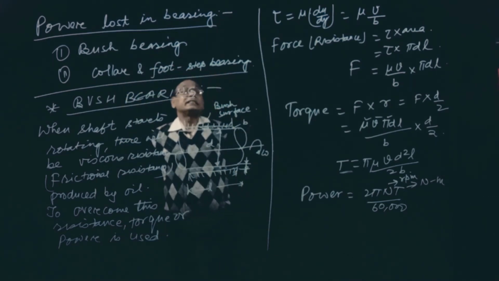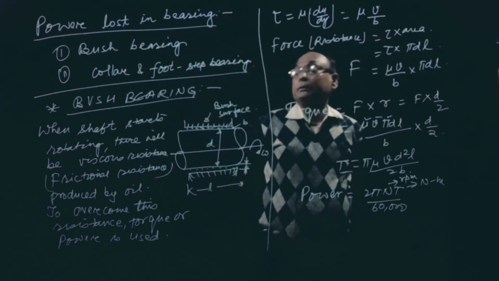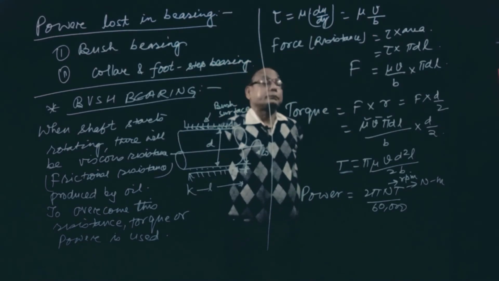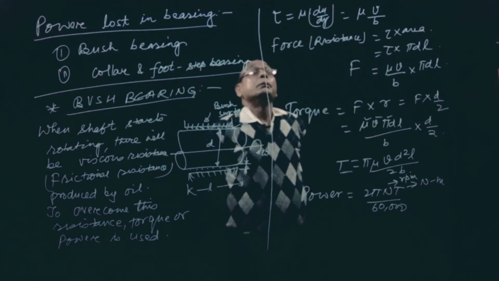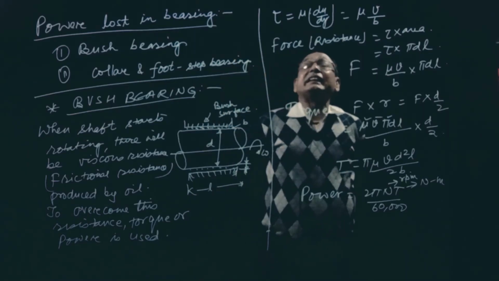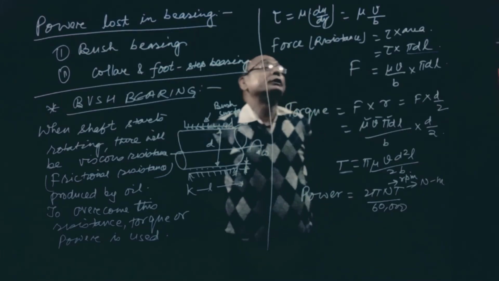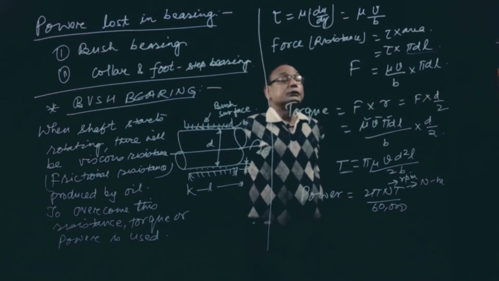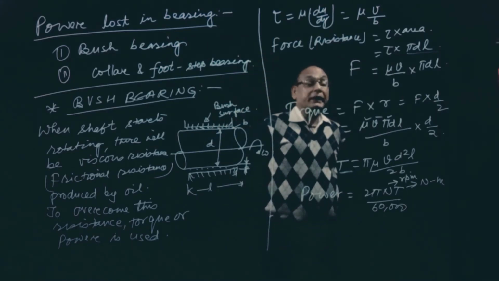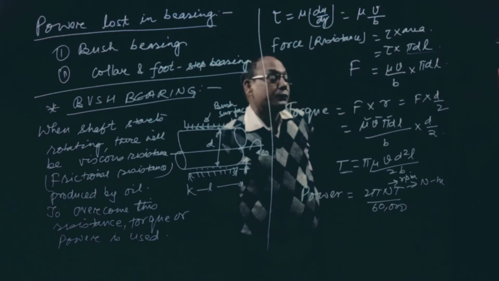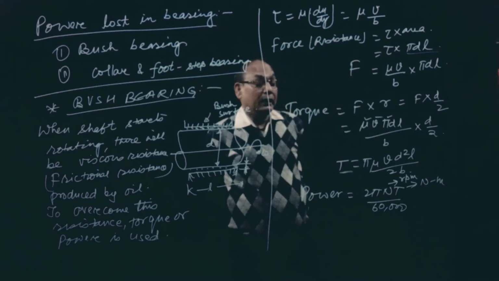So what is that equation? Shear stress will be equal to mu into du by dy. It is a linear profile, so u by b, that is V by b. The frictional resistance is shear stress into area, pi d into L. So mu V by b into pi d L, that is the force, and torque is force into radius, F into d by 2. So mu V pi d L into d by 2 is the torque.